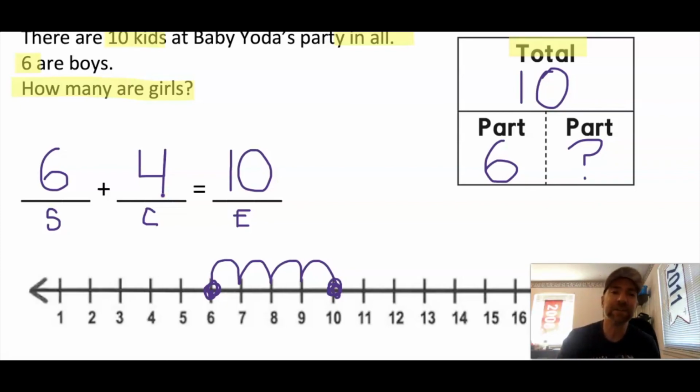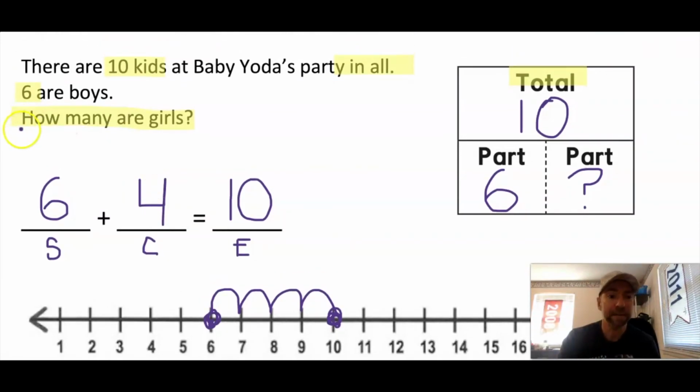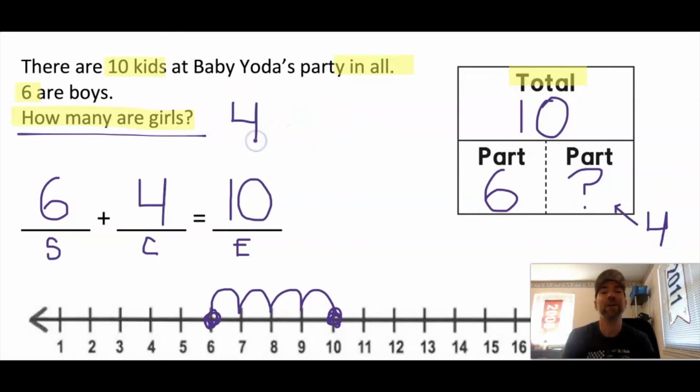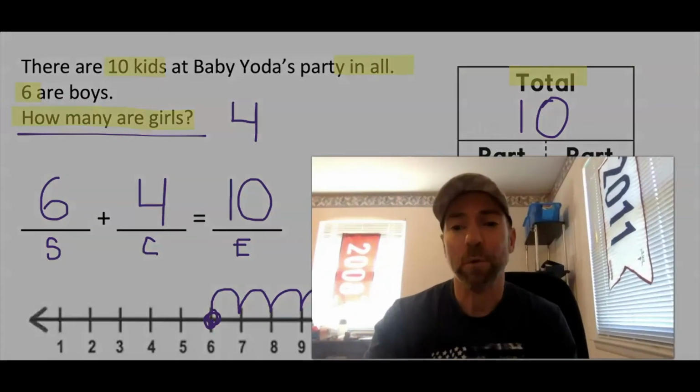Now, let's answer the question to our story. How many are girls? Do you know a lot of first graders say 10? Nope, 10 is the number in all. 6 are boys, but how many did we find were girls? Well, we found that our missing number was 4. So there are 4 girls. Whew! Awesome job, first grade.